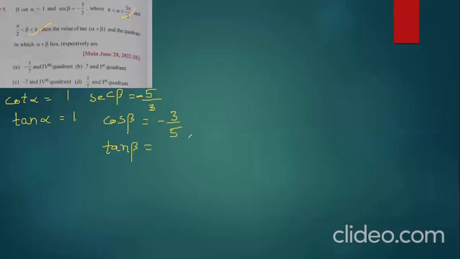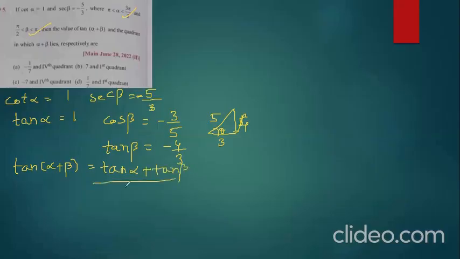Tan beta is going to be, you take, this is our triangle, okay? Cos beta is, this is 3 and this is 5, no doubt this is going to be 4, right? Okay, so tan beta is equal to minus 4 by 3, right? So you know tan alpha and tan beta. Let me write tan of alpha plus beta because we want alpha plus beta. Tan of alpha plus beta is equal to tan alpha plus tan beta divided by 1 minus tan alpha tan beta. Yes, tan of A plus B formula I applied.